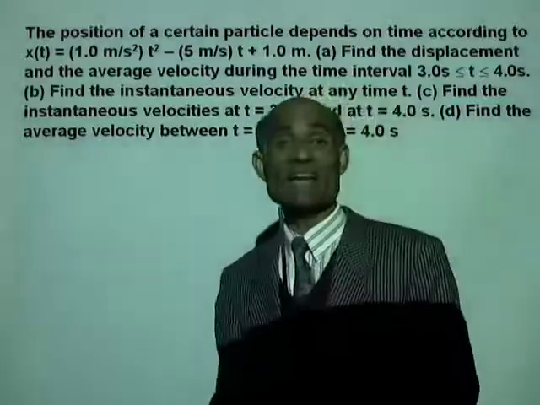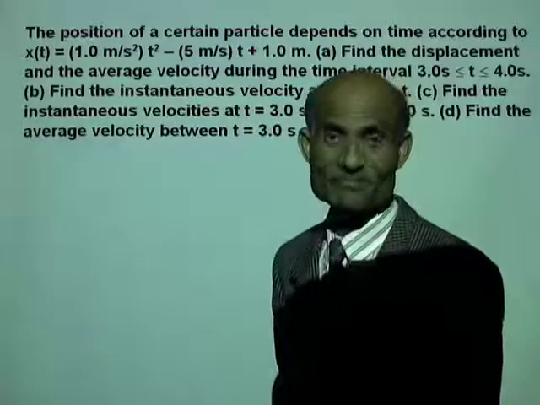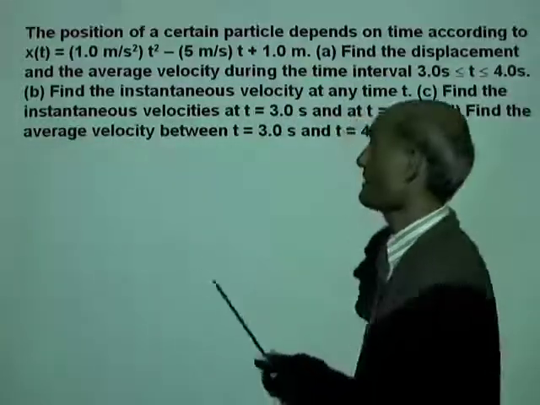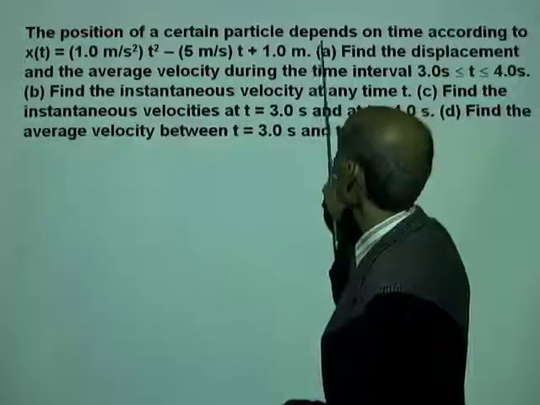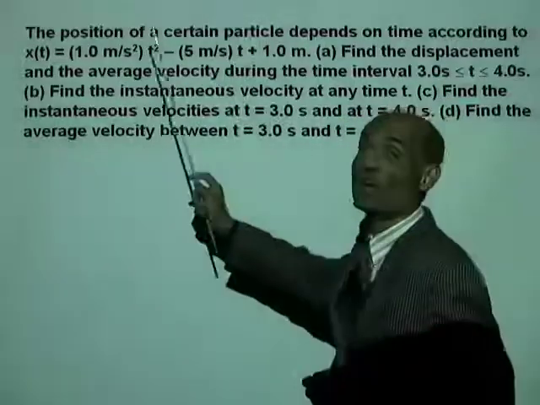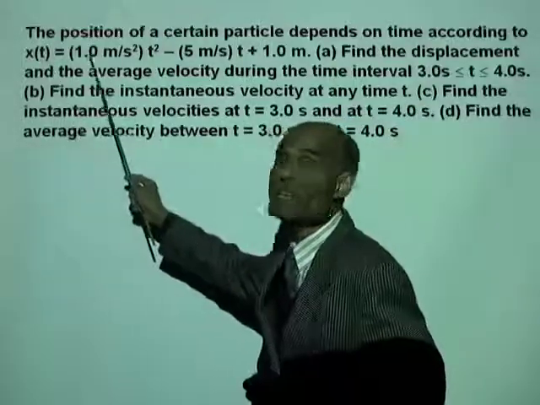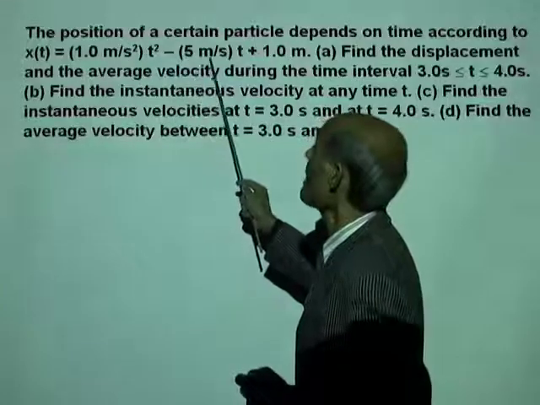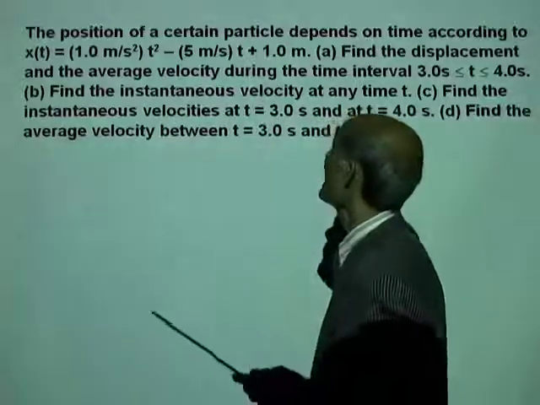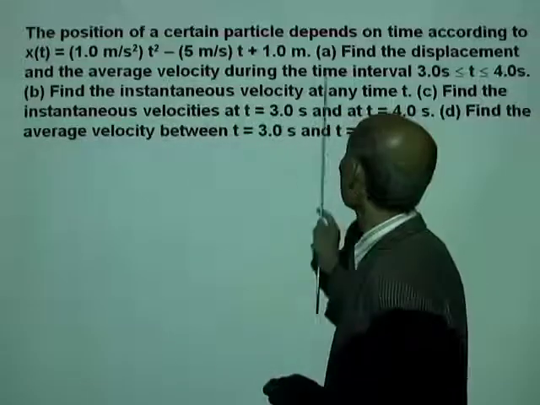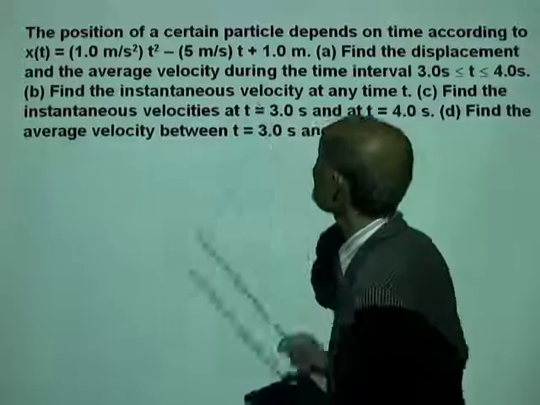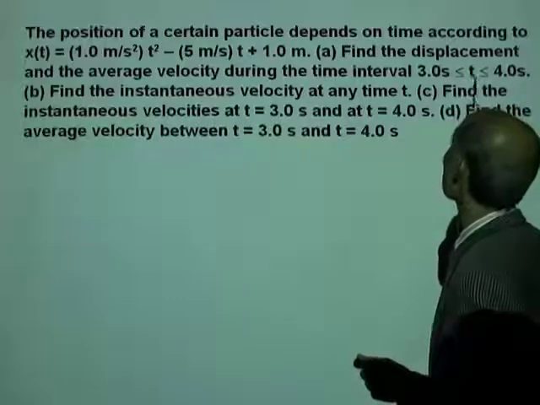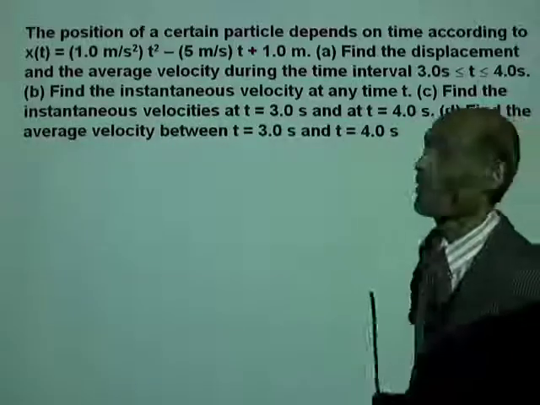Let's now look at another problem. Read this problem and see what information we have. The position of a certain particle depends on time according to x of t equals 1 meter per second squared t squared minus 5 meter per second t plus 1 meter. Find the displacement and the average velocity during the time interval 3 seconds less than or equal to t less than or equal to 4.